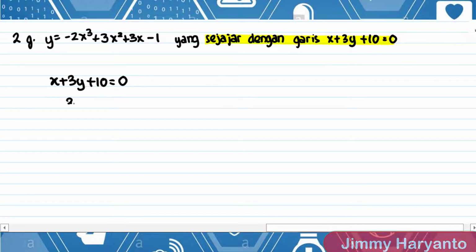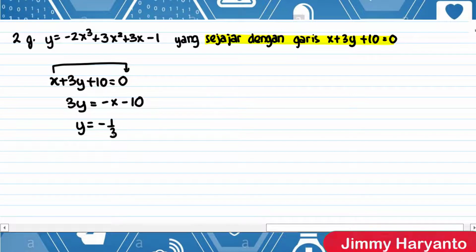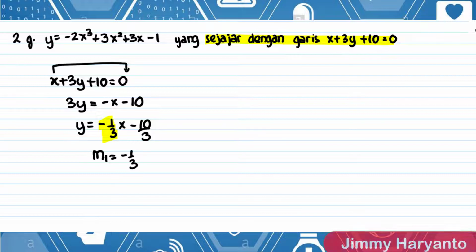Yeah, so to find the gradient, you have to make it into y equal to. That means I will move the x to the right side. It will be negative x, and also the 10, it will be negative 10. So from this one, I will have negative 1 over 3x minus 10 over 3. And that means I already have the gradient of the line, not the normal, yeah, the line. So the gradient of the line will be negative 1 over 3.